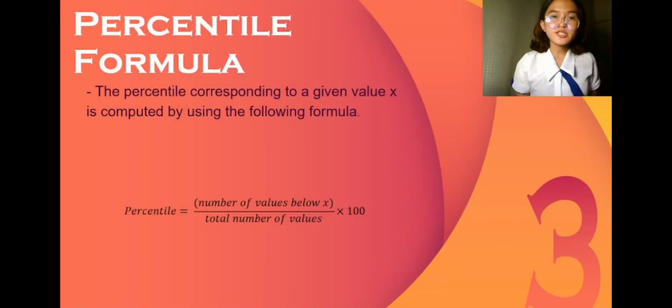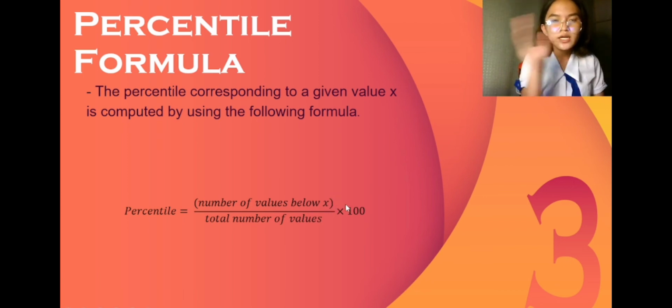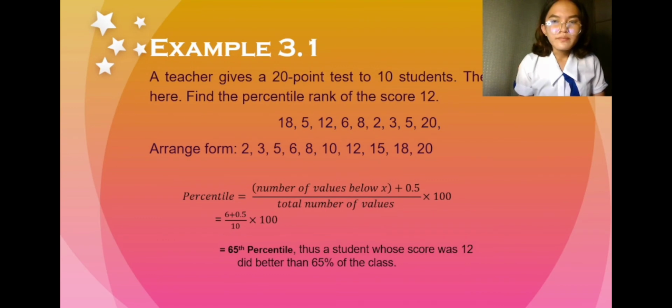So now let us proceed to the percentile formula. The percentile corresponding to a given value x is computed by using the following formula. So if we are finding the percentile, class, this is the formula we use. Number of values below x over the total number of values times 100. Sorry, there is also plus 0.5, but anyway, it is already given here, so we count the 0.5.